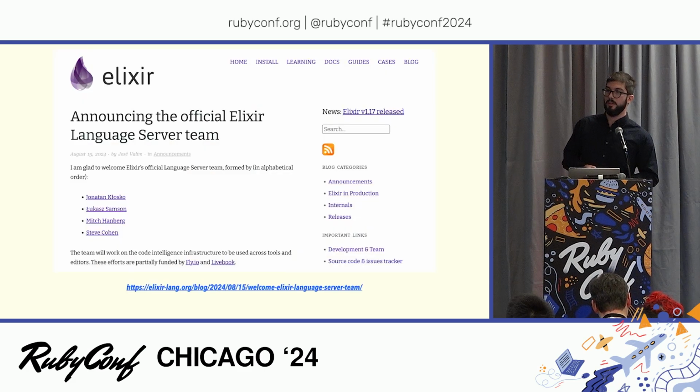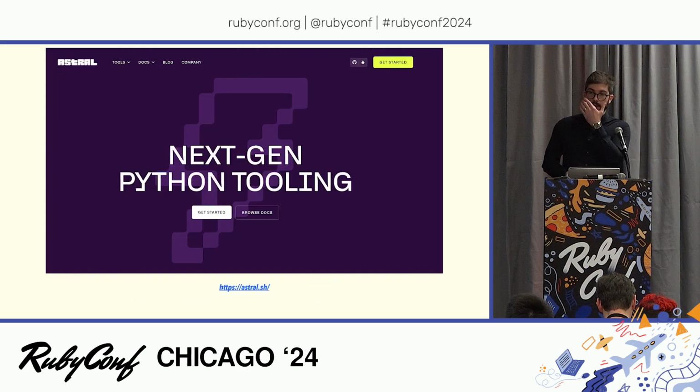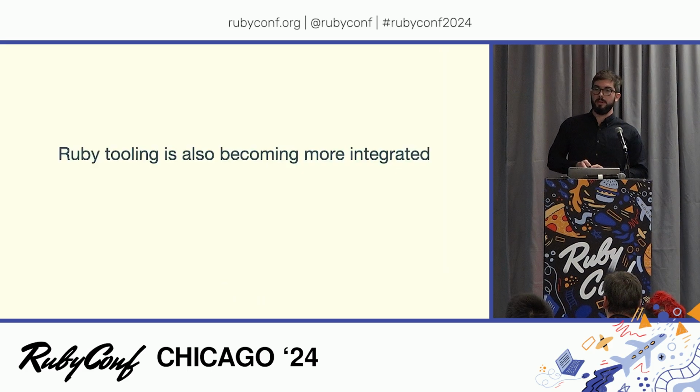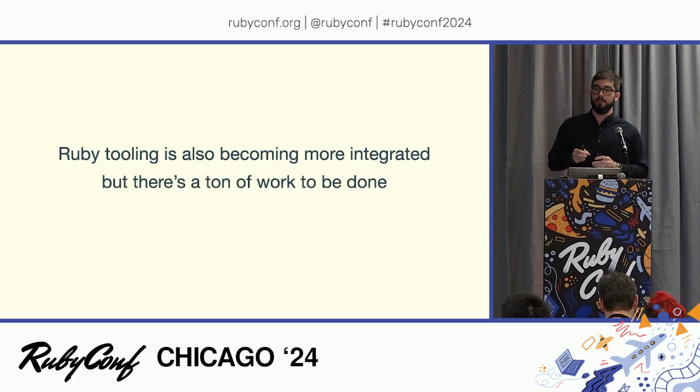Elixir recently announced their official language server team, which is going to build rich integrations for the editor for the Elixir language. And in the Python land, the problem of having modern, integrated by default, highly performant tooling was deemed so valuable that there is a company behind it. Astral is a company for which the mission is to create the full suite of next generation of Python tooling. Our tooling is also becoming more integrated, but I do think that there's still a ton of work to be done if we want to match what we're seeing in those communities, especially in Rust.